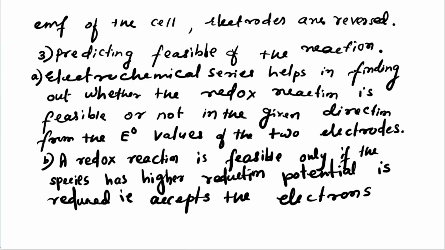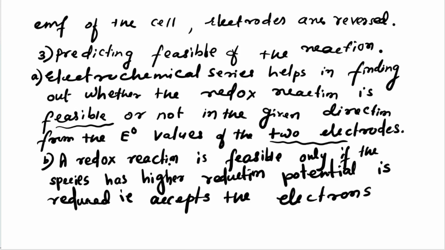Then the electrochemical series helps in finding out whether a reduction reaction is feasible or not. Just now I told you, if the EMF value is positive, then it is feasible. If it is negative, then it is not feasible. So you should see the E0 values of the two electrodes. The cathode should be higher than the anode.